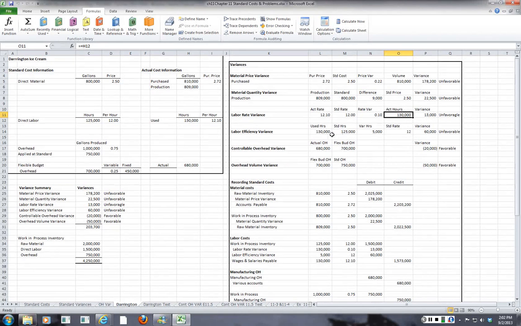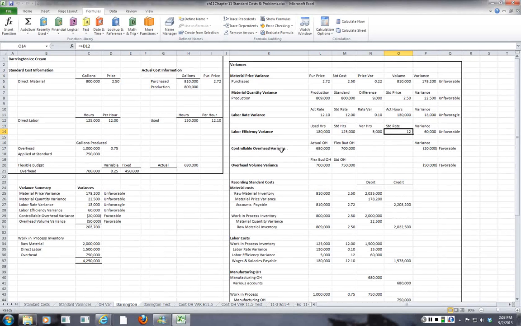Now the labor efficiency variance takes the actual hours of 130,000, which we got from right over here, and we subtract the 125,000 standard hours. We come up with a variance of 5,000 hours. We've incurred 5,000 hours more, and you multiply that at the standard rate, and we come up with an unfavorable labor efficiency variance of $60,000.